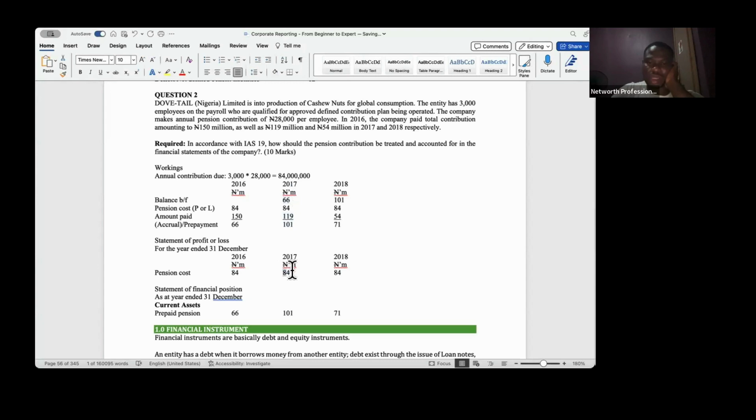Again, in my P&L, how much are they supposed to pay actually? 84 million, that's my expense. My prepayment has now increased to 101 million. That gets carried forward again.